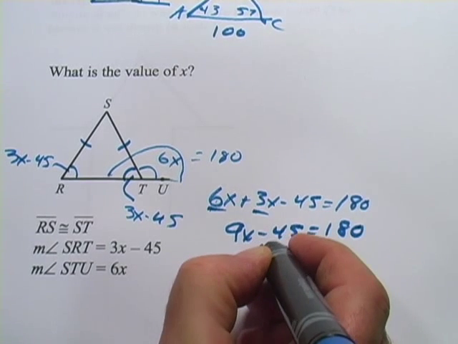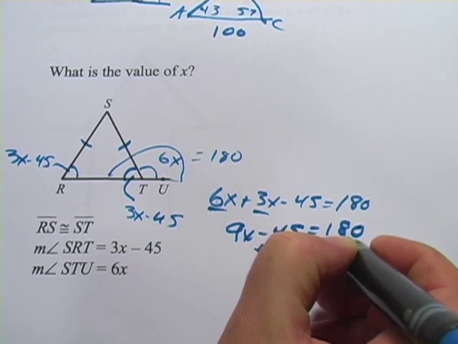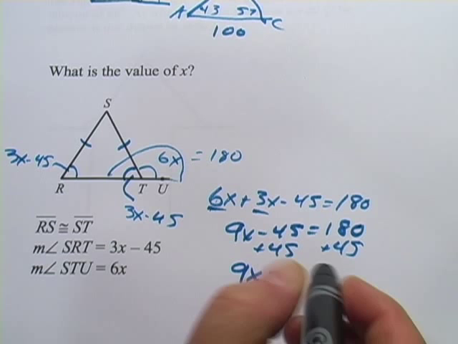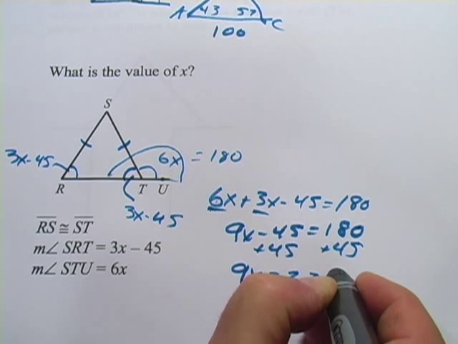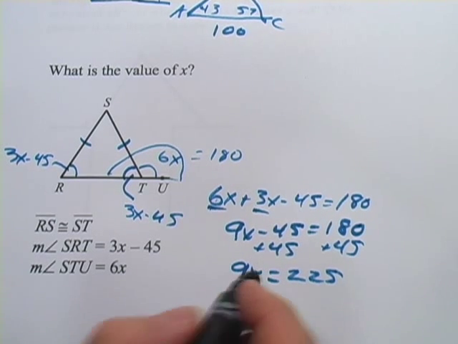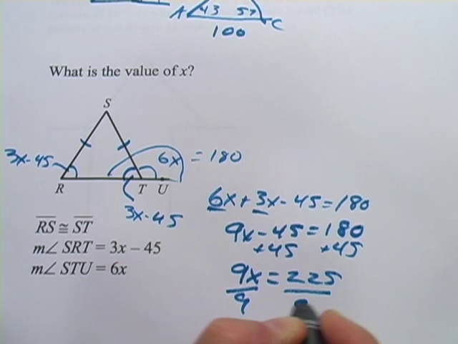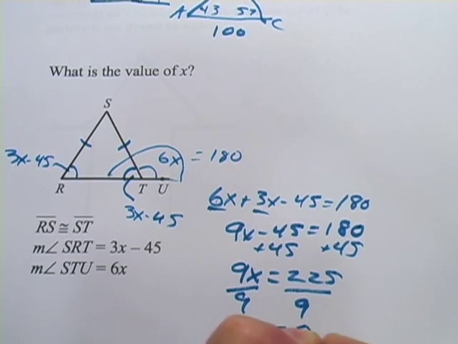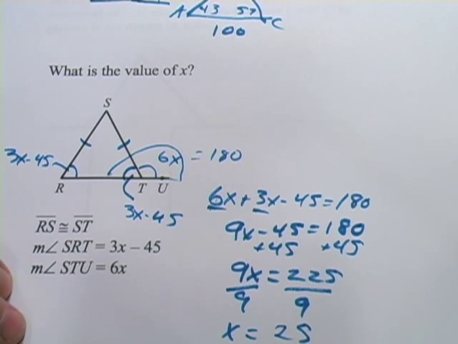And now we're going to add 45 to both sides because I want to get that x term alone. So I get 9x equals 225. Now I'm going to divide both sides by 9. And I get x equals 25. Let's do one more.